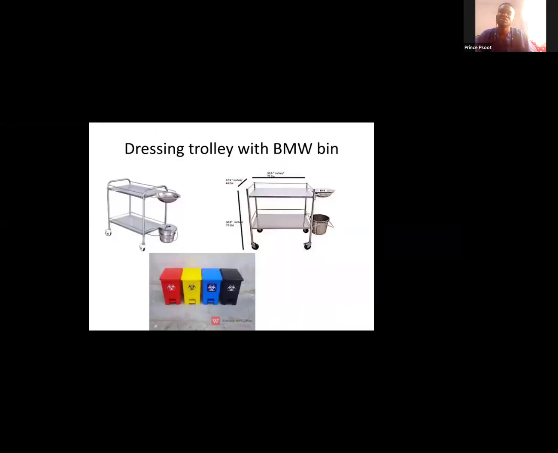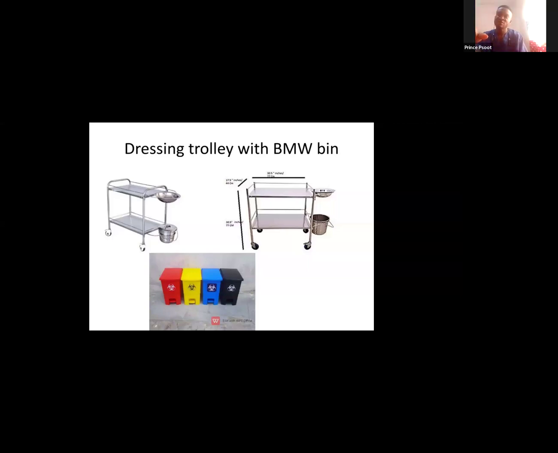Now, here is a dressing trolley. The trolleys always have two major steps: the upper level and the lower level. Every sterile material has to be placed in the upper shelf, while other clean materials that are not necessarily sterile can be placed in the lower shelf. Then we have a waste bin to collect our waste.